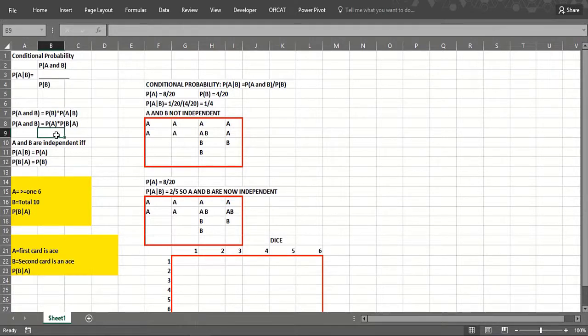And we can tie conditional probability to independence. Events A and B are independent if and only if the probability of A given B is the probability of A, which means if I told you B happened, you don't change your estimate of the probability of A. And the probability of B given A is the probability of B, which means if I told you A happened, you don't change your estimate of the probability of B. So let's look at some examples.